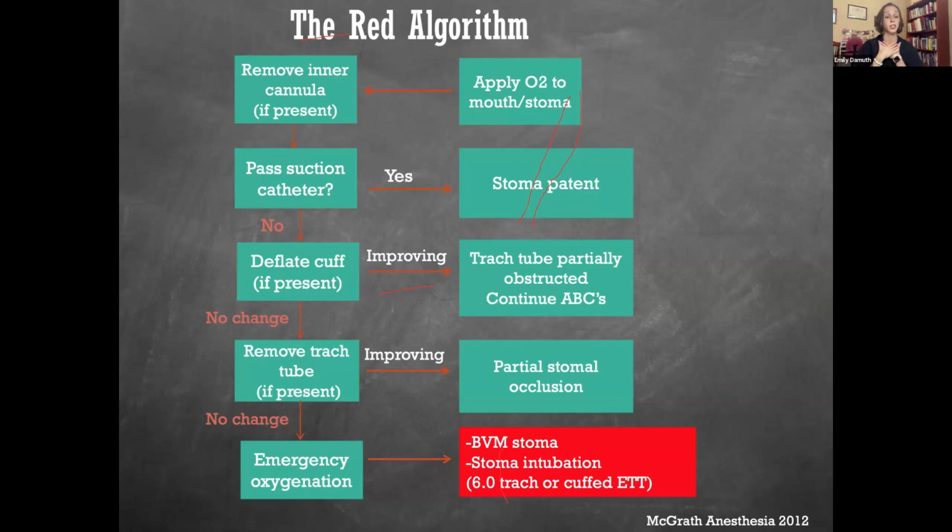Now you're in emergency oxygenation mode. You're bagging that stoma either with a pediatric bag valve mask or an LMA connected to an adult bag valve mask. And then from there, you've got to intubate, but you have to intubate the stoma. Now you can either use a trach tube or an endotracheal tube, but you have to intubate the stoma. And usually we recommend starting with a 6.0 ET tube if you're going to use that. And it's really important, because you're bypassing most of the upper airway, to not insert that tube too far.